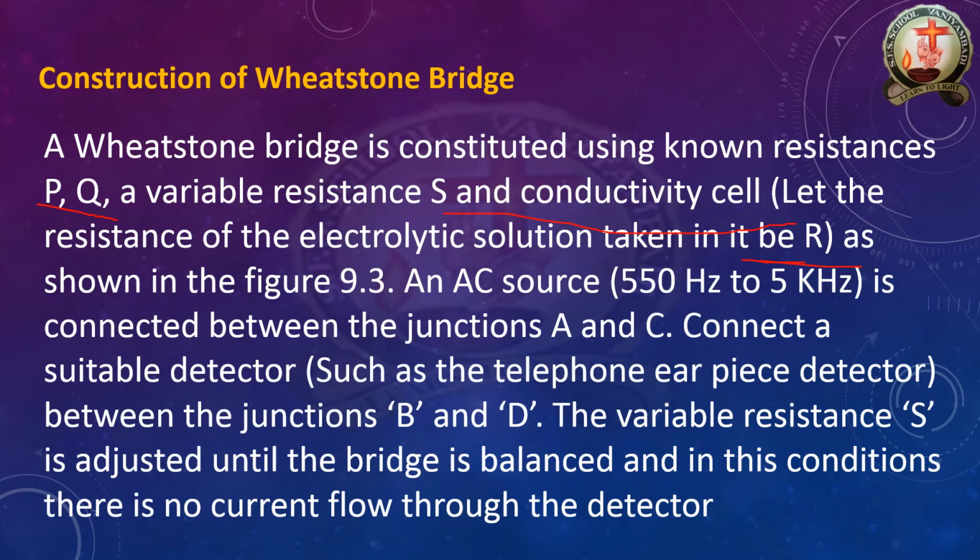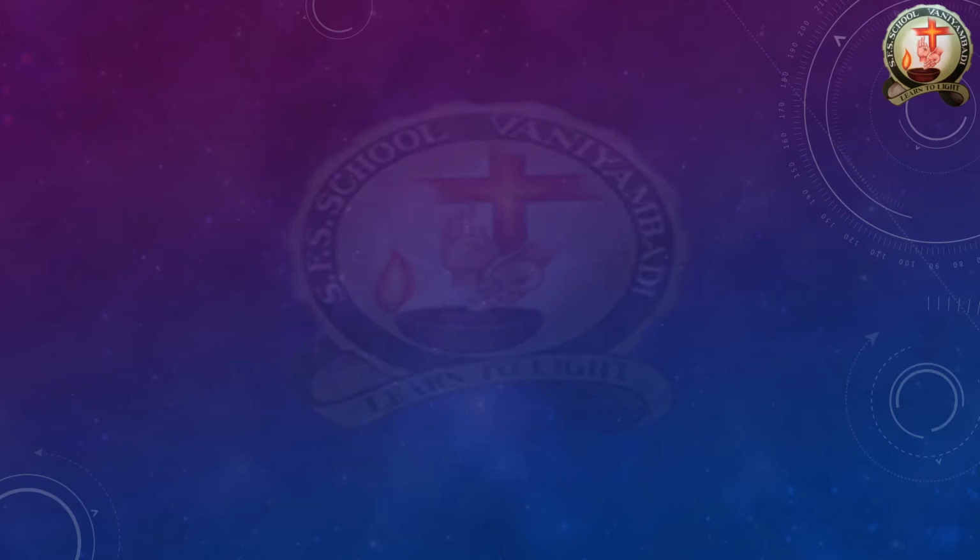The detector is connected between the junctions A and C. A suitable detector such as a telephone or earpiece detector is connected. These come under experimental properties, so you don't need to worry about that. Between the junctions A, B and D, the variable resistance S is adjusted until the bridge is balanced. Suppose any deflection is happening, meaning the galvanometer moves, it means we are not able to set the circuit properly. So at that time the resistance S will be adjusted manually. So finally we get a null deflection in the galvanometer. After we supply the current, we get a deflection there.